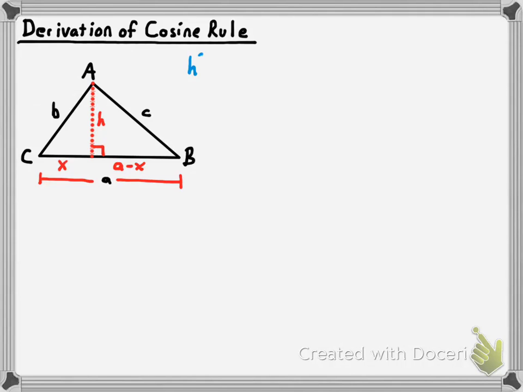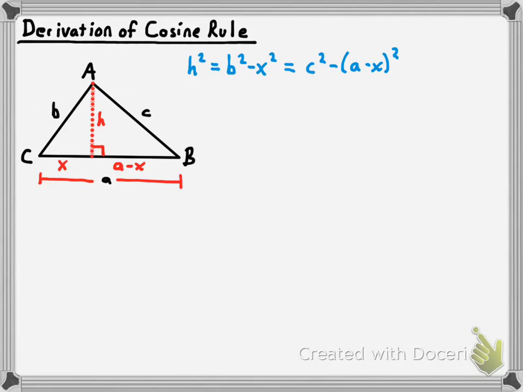I can say that h squared, now I'm looking at the smaller right triangle, that's one of the legs, isn't it? H. And a leg squared always equals the square of the hypotenuse minus the square of the other leg. In the triangle on the left, h squared is equal to b squared minus x squared. And if I'm looking at the triangle on the right, h squared is equal to c squared minus the quantity a minus x, squared.